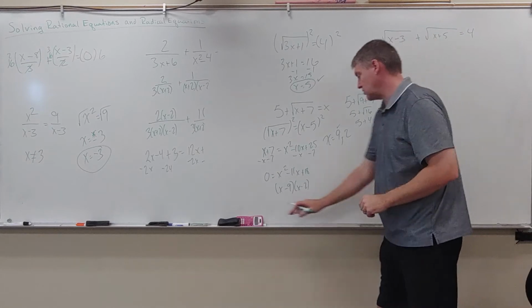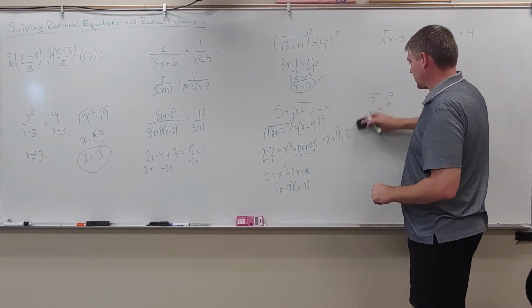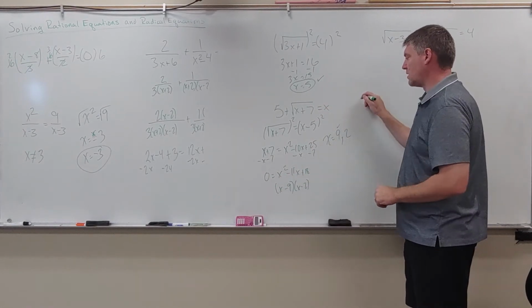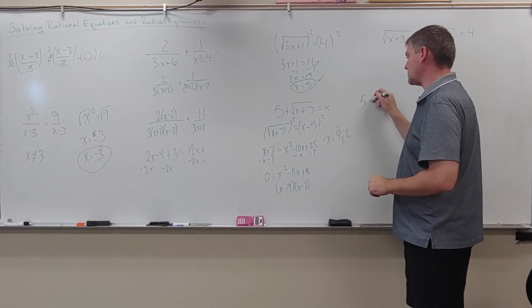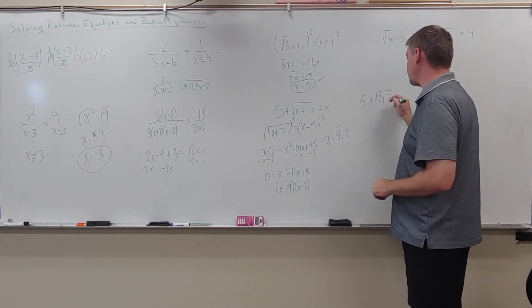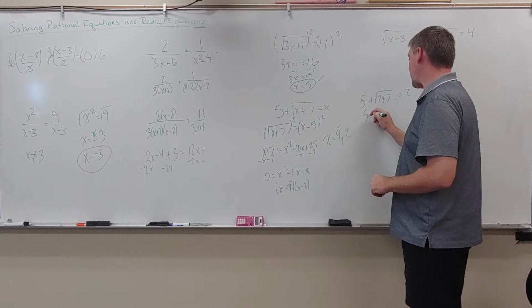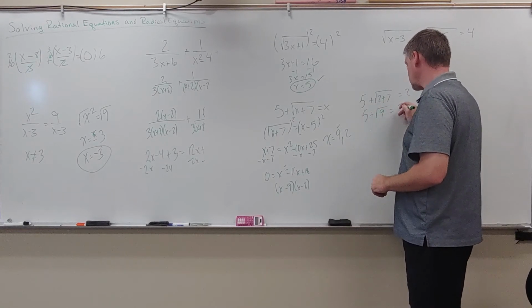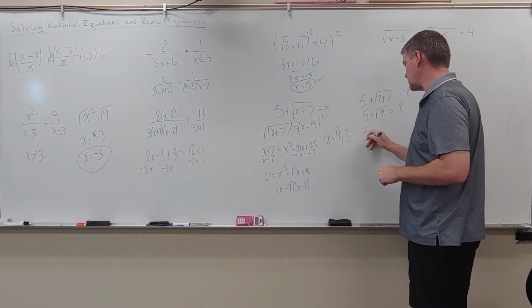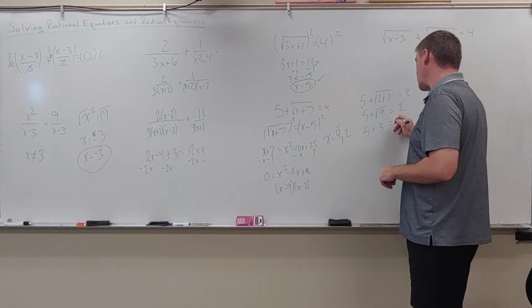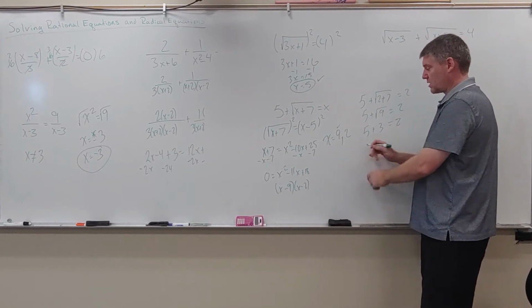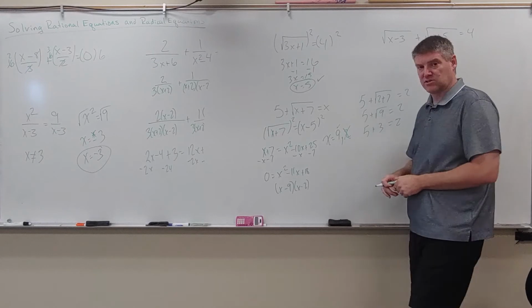Now we're going to test 2. Okay? So I'm going to plug 2 in. 5 plus the square root of 2 plus 7 equals 2. 5 plus 9 equals 2. Square root of 9 is 3. This one does not work. So this is what we call an extraneous solution.